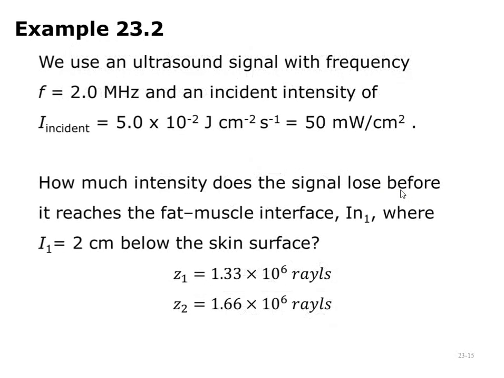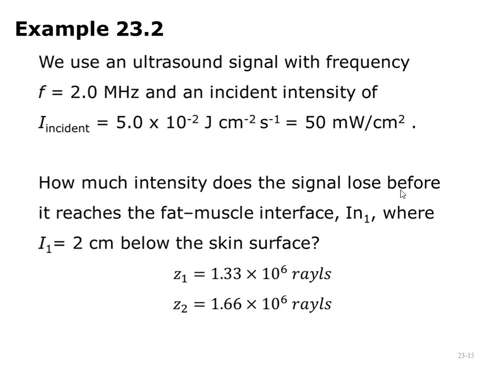In order to understand what happens here, we will discuss this example. Here, we use an ultrasound signal with frequency f equal to 2 megahertz. This is, of course, an ultrasound signal. And an incident intensity of I equal to 5 multiplied by 10 to the power minus 2 joule per second per centimeter squared. Of course, we know that joule per second is watt, and in order to convert it, it becomes 50 milliwatt per centimeter squared.